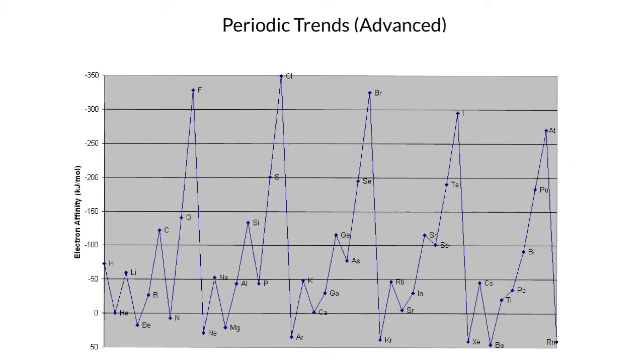The last anomaly to look at is when we look at something like column 15, which is your nitrogen, phosphorus, arsenic, antimony. We notice that there's a bit of a problem here where we're getting, again, this drop in electron affinity, meaning that for one reason or another, it's not as favorable to put an electron into those atoms as it is for some of the others. And for these ones, again, we're going to look at the quantum mechanical model. So let's take nitrogen, for example.